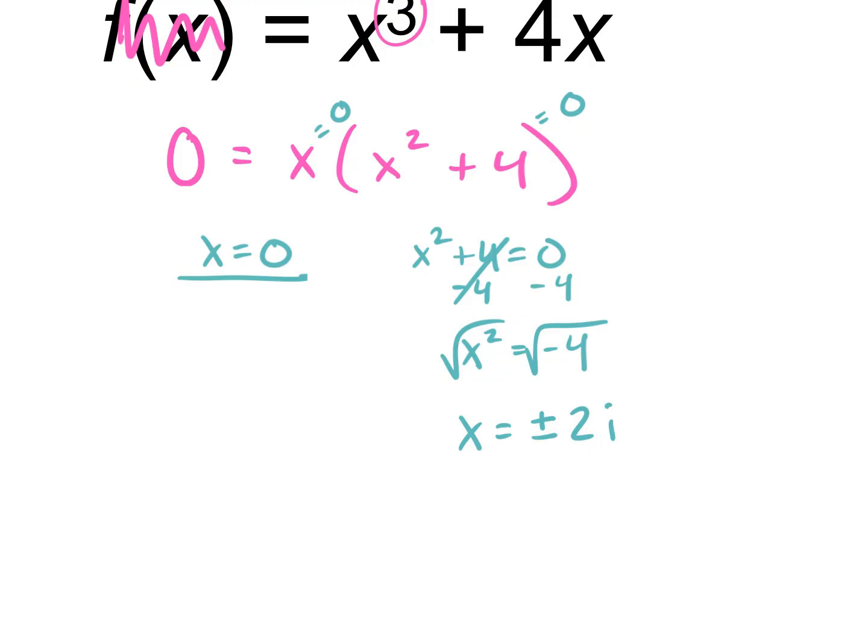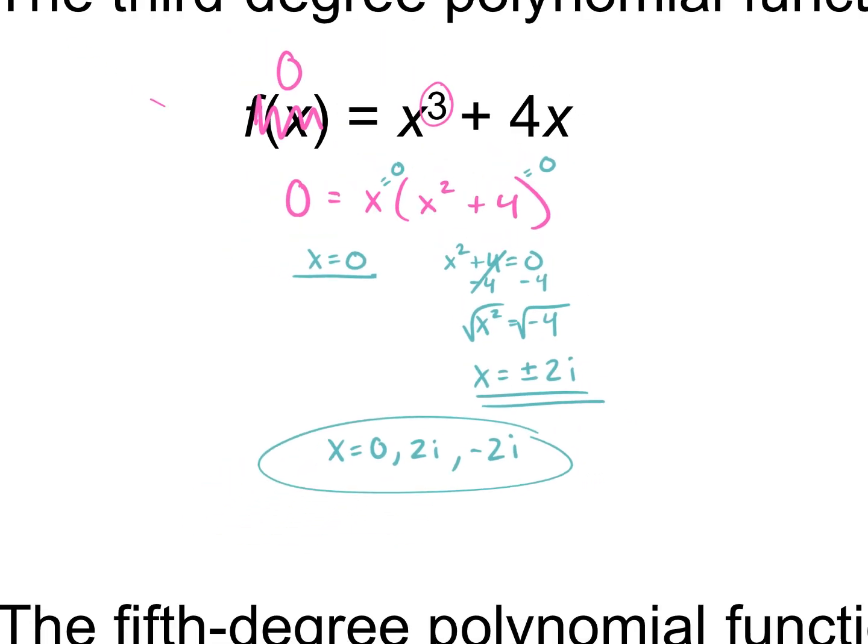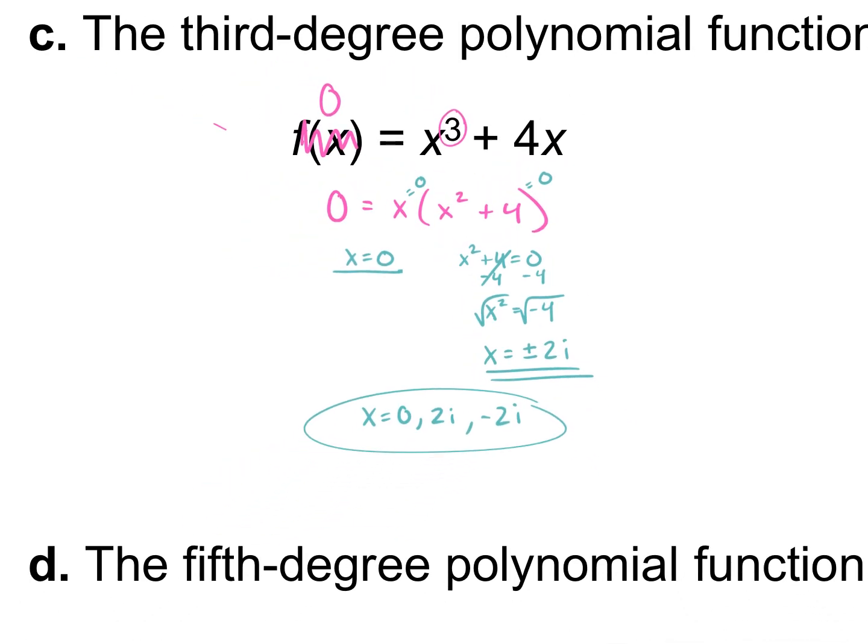So this would be our other 2 solutions here. We said we were going to have 3. We have x equals 0, 2i, and -2i. You can leave it as plus or minus. I just wrote it out to show you that we've got 3 solutions here. But plus or minus is fine. Any questions here?